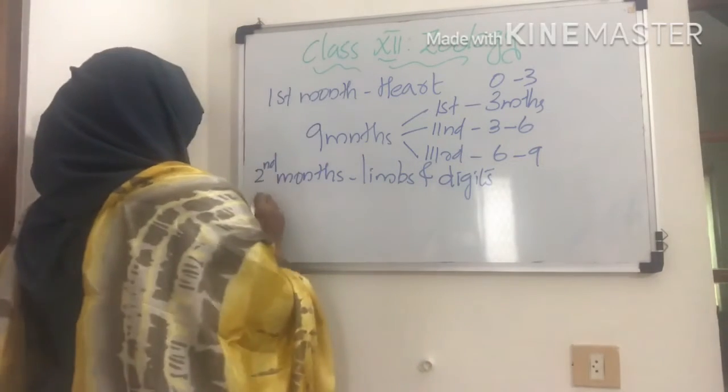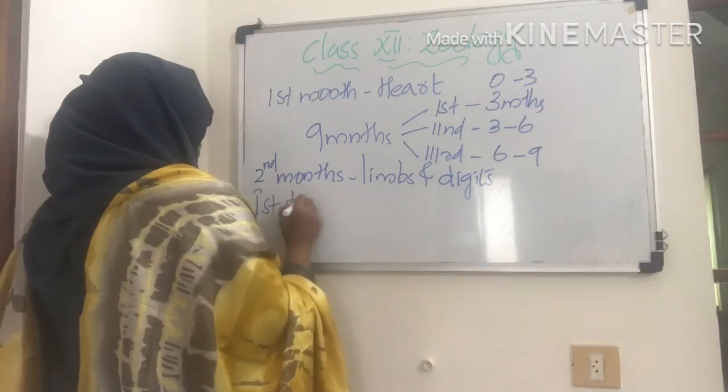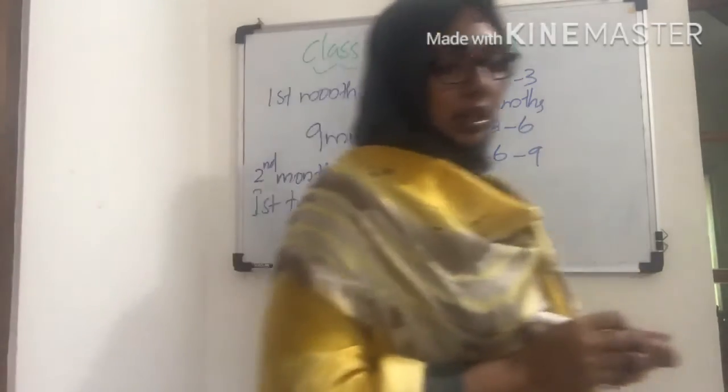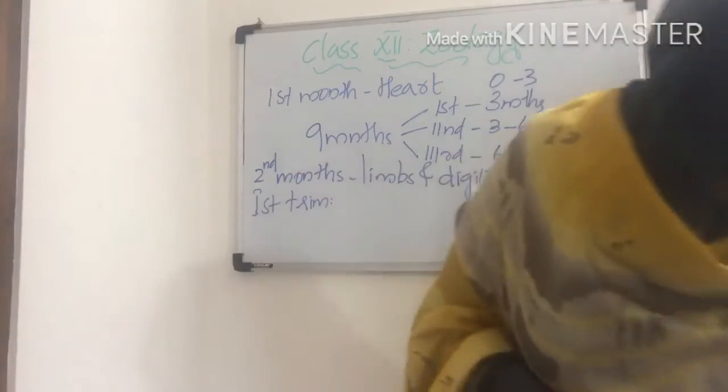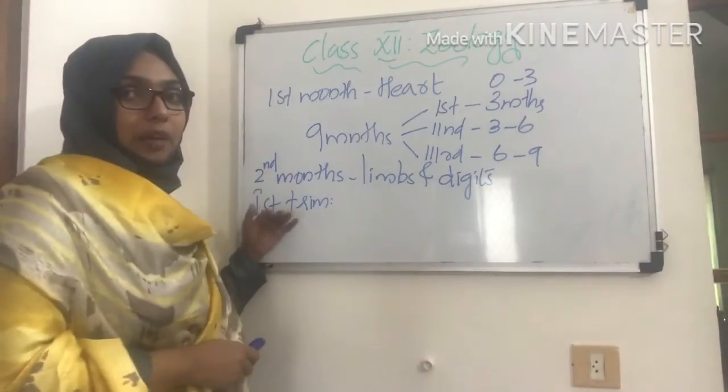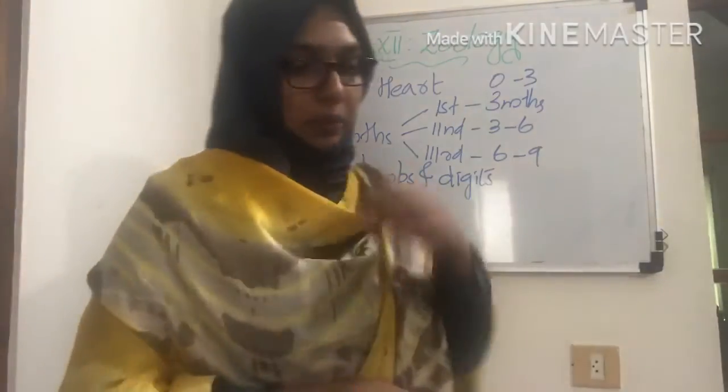By the end of the first trimester, what is the first trimester? Yes, by the end of the third month, that is the 12th week, the major organs will be formed by the end of the first trimester.